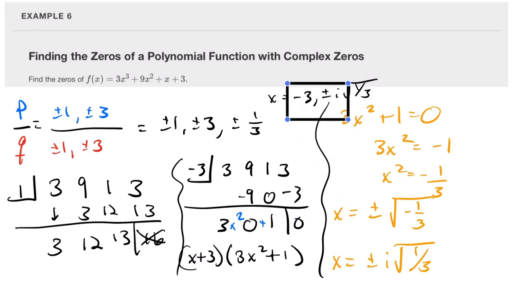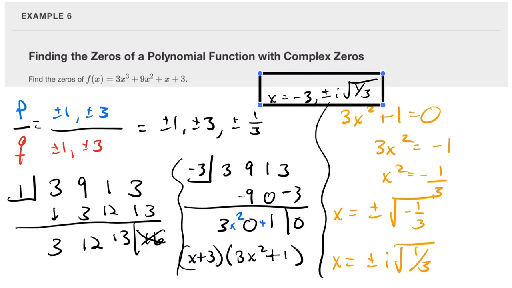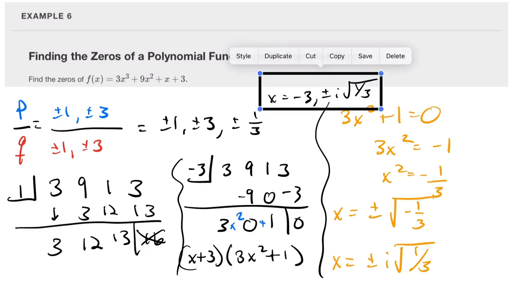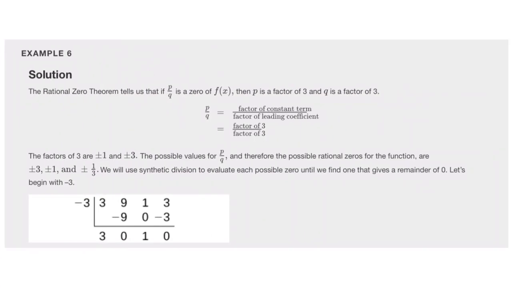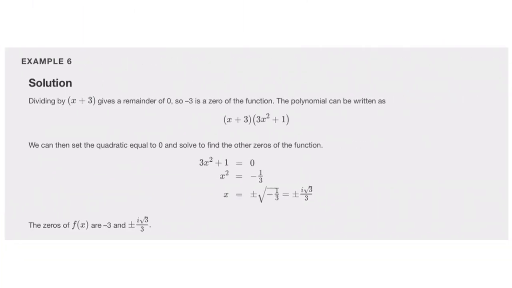I'm just going to move this just a little bit. Yeah, like there is good. So we got negative 3 and plus or minus i times the square root of 1/3. Yeah, so they did rationalize it. Square root of 3 over 3 is fine.